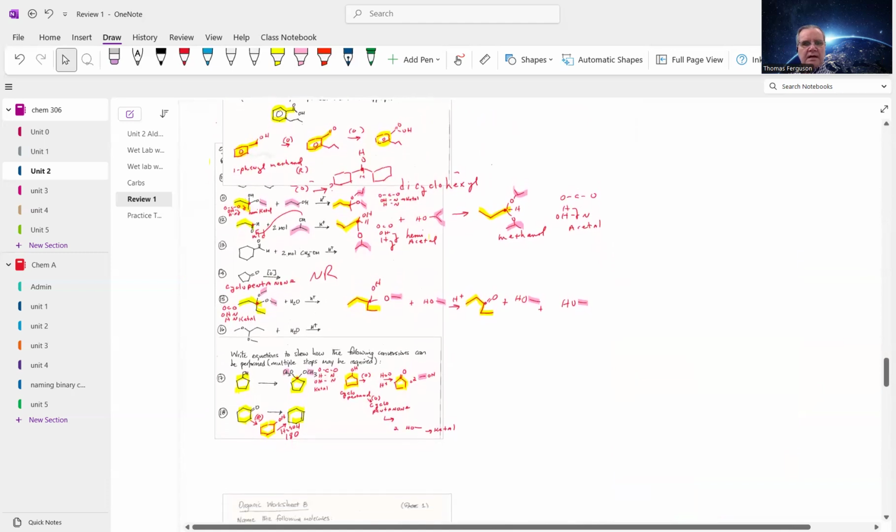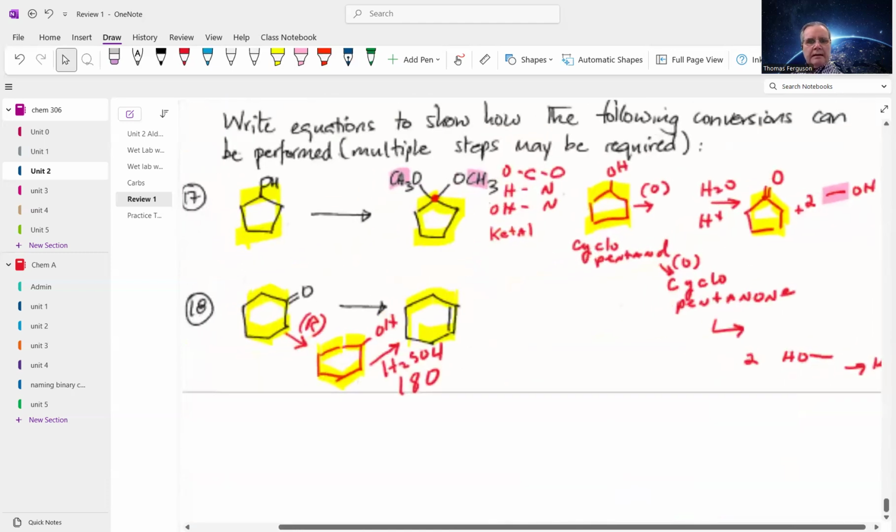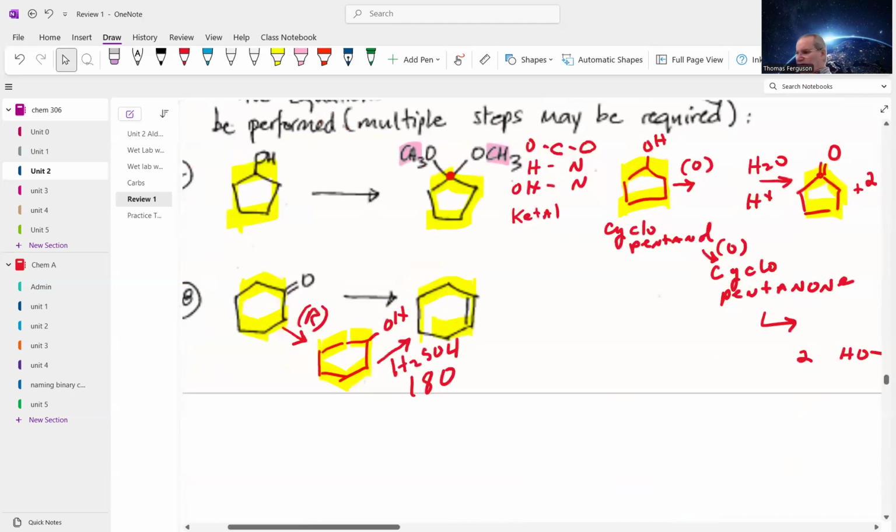We're going to take the ketone, reduce it, and we end up with an alcohol. We take the alcohol under 180 degrees, acidic conditions, and we end up with an alkene.